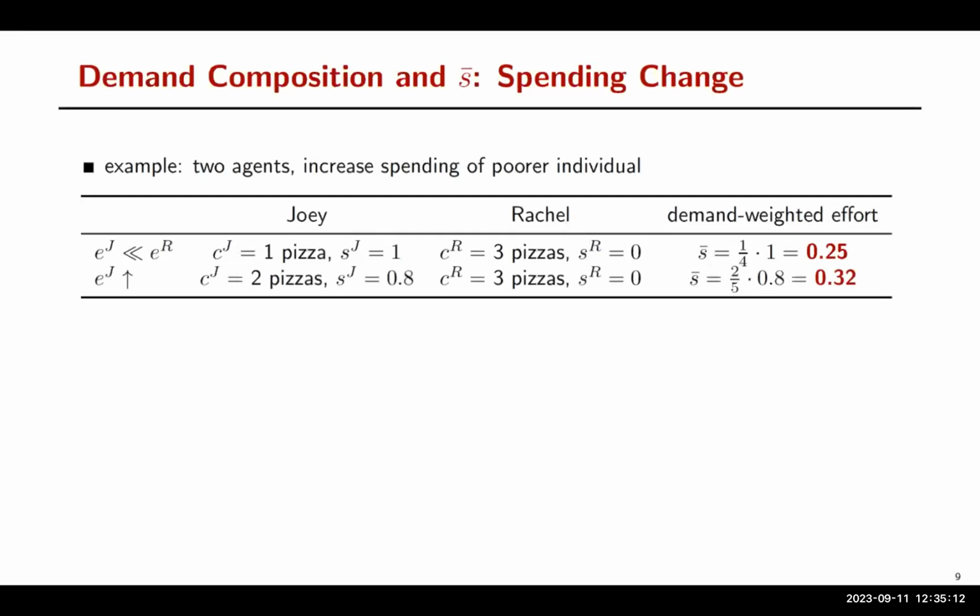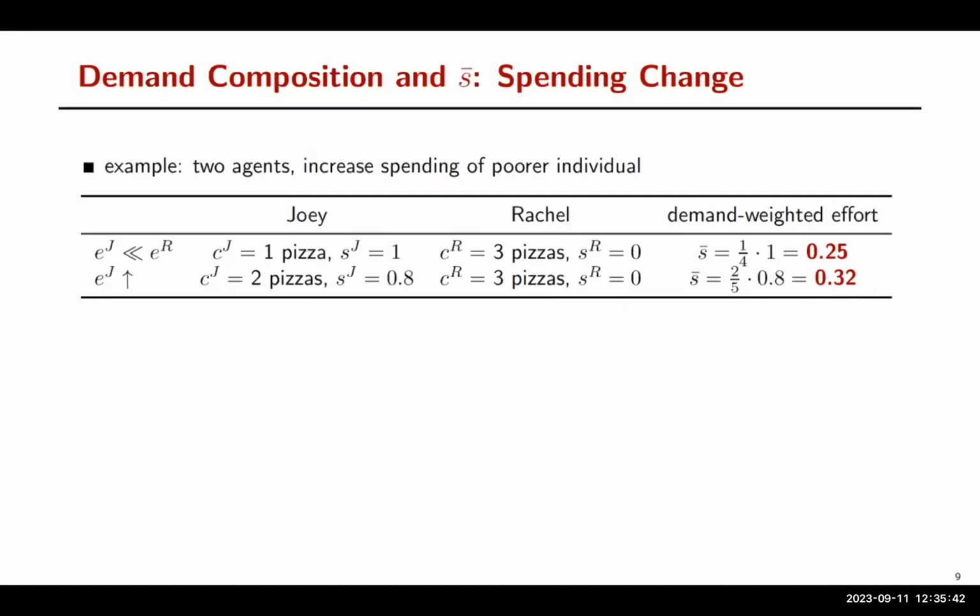He will now start to buy 2 pizzas instead of 1, and he's going to search less carefully for prices for any given pizza. What you get is that every individual search effort in this economy has either stayed constant for Rachel or it has gone down for Joey. Nevertheless, the demand-weighted average search effort has gone up. And that is because Joey now accounts for a relatively higher share of demand. He can now buy 2 pizzas, and that attaches a higher weight to his relatively higher shopping effort.